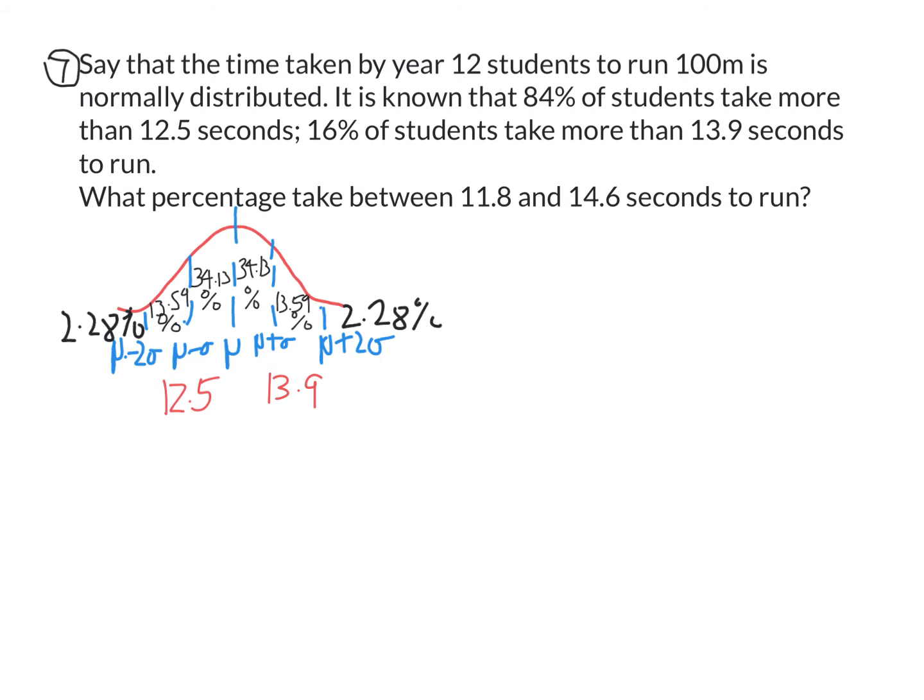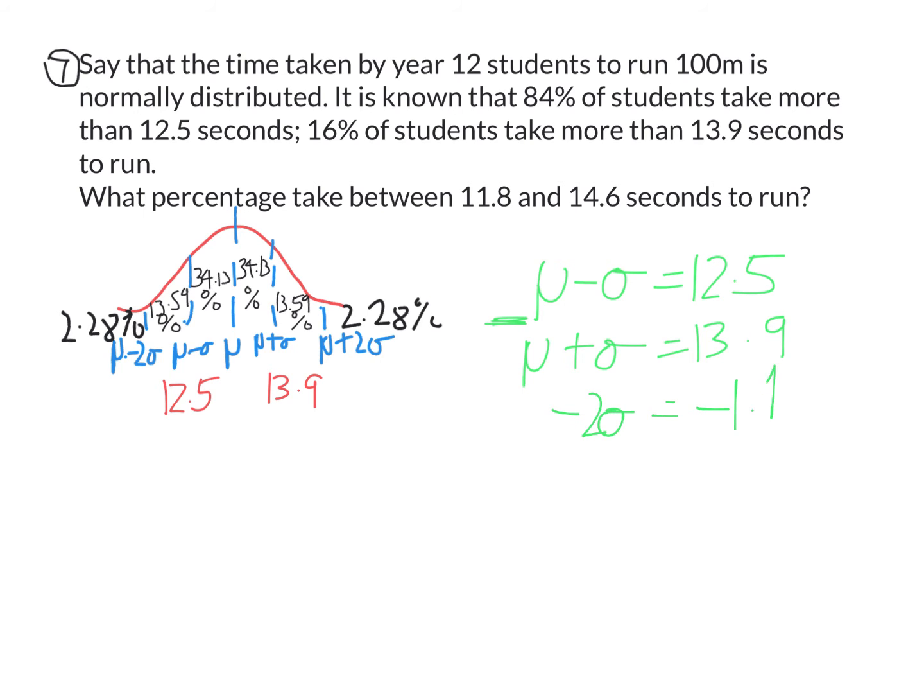So our two equations are this. Mu minus standard deviation is 12.5 and mu plus standard deviation is 13.9. To solve this simultaneously, what I can do is add or subtract the equations. If I subtract the equations, I'll get rid of mu. Mu minus mu is 0. I then have negative sigma minus sigma is negative 2 sigma. 12.5 minus 13.9 is negative 1.4. So sigma is just 0.7, and that means mu will be 13.2.